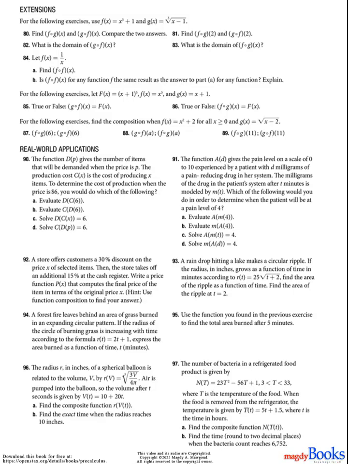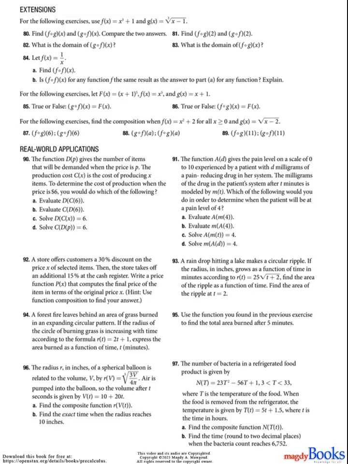96. The radius r, in inches, of a spherical balloon is related to the volume V by r(V) = ∛(3V/4π). Air is pumped into the balloon, so the volume after t seconds is given by V(t) = 10 + 20t. A. Find the composite function r(V(t)). B. Find the exact time when the radius reaches 10 inches.